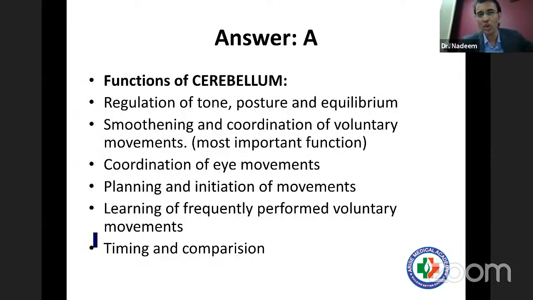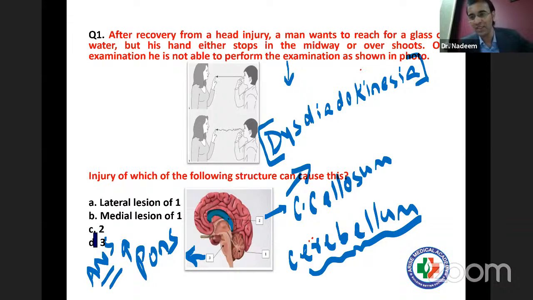So according to the question, what is happening here? The patient is having dysdiadokinesia. The answer is a lateral lesion of the cerebellum. Easy to understand. So this was the physiology question from the CNS part, the brain part.